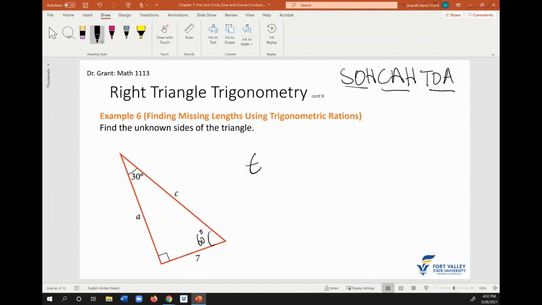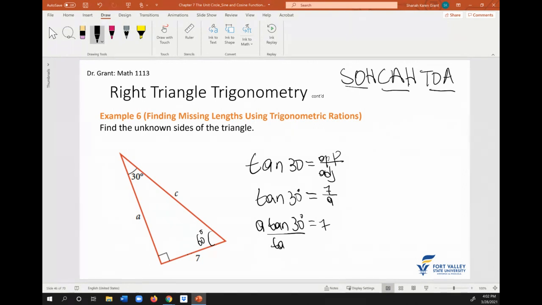So I'm going to say, well, tan of 30 degrees is equal to opposite over adjacent. In this instance, my opposite side is 7 and my adjacent side is A. So basically, tan of 30 degrees is 7 divided by A. If I wanted to find A, we can first cross multiply, and then divide both sides by tan of 30.